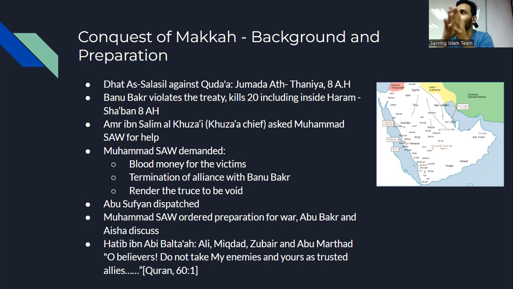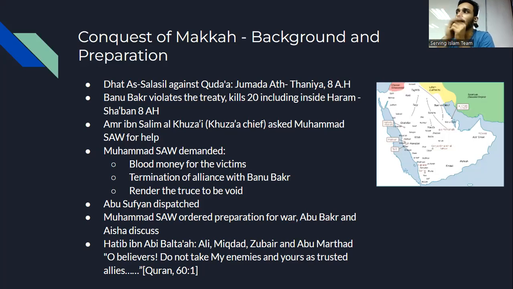And Umar radiallahu ta'ala anhu said, I'm not going to help you. No way. And then he went to Ali radiallahu ta'ala anhu, who basically said that he's not going to help, but Abu Sufyan can go to the mosque, and in the mosque he can ask if anyone is willing to help him. Then Abu Sufyan went to the mosque and asked if anyone is willing to help him, but nobody helped him.